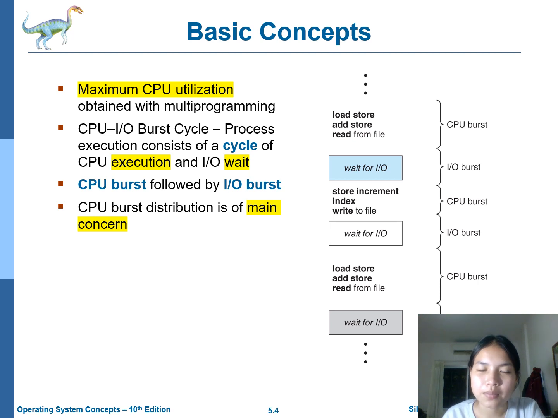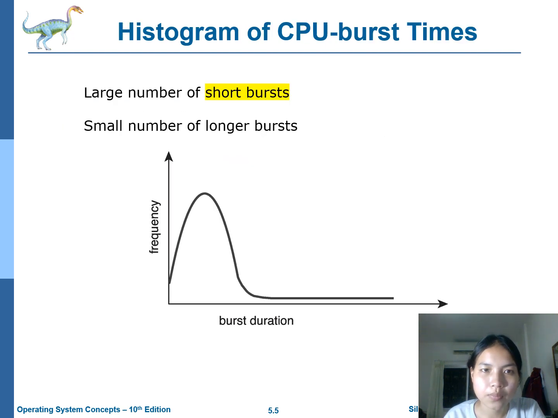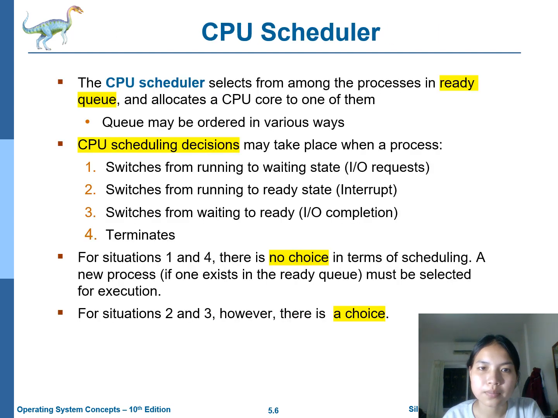Basic concept: maximum CPU utilization is obtained with multiprogramming. Histogram of CPU burst time: a large number of short bursts, and a small number of longer bursts. The CPU scheduler selects from among the processes in the ready queue and allocates a CPU core to one of them. The queue may be ordered in various ways.